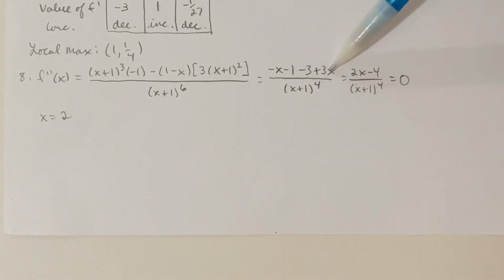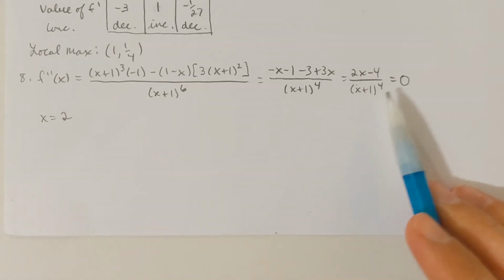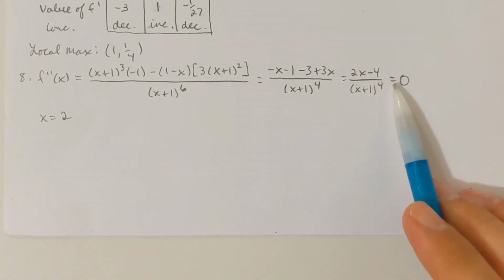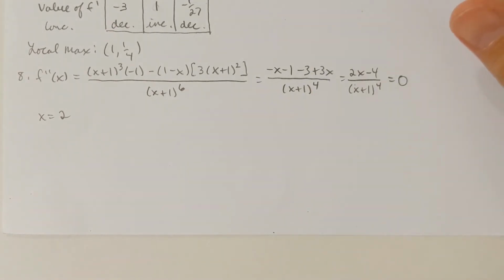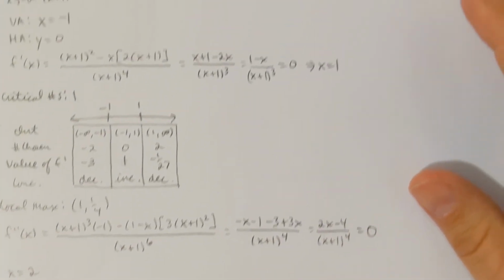Okay, combine your like terms. Negative x plus 3x is 2x. Negative 1 plus minus 3 is negative 4. And if you set that equal to 0 now, multiply both sides by the denominator, add 4 and divide by 2, and you get x equals 2 as the solution to that equation.